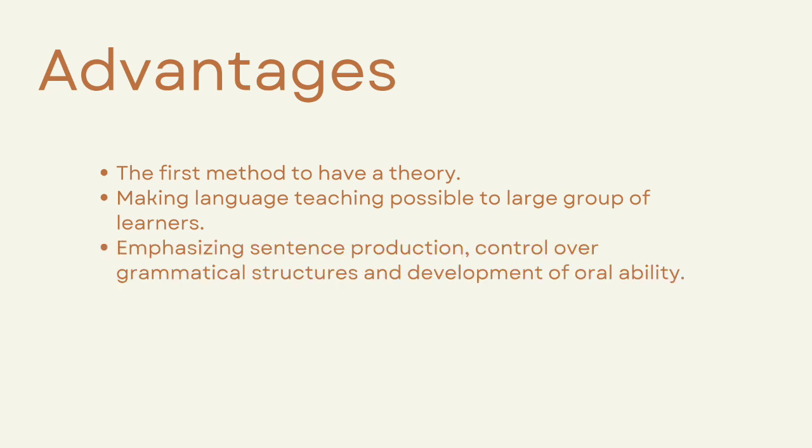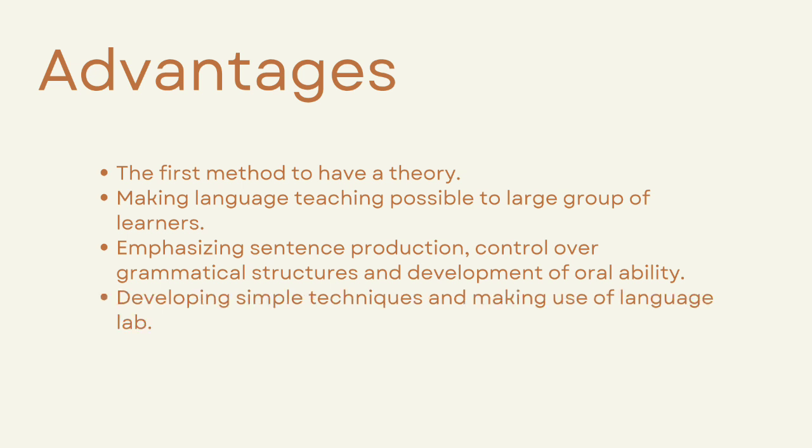Next, emphasizing sentence production, control over grammatical structures, and development of oral ability. ALM directly targets oral fluency. The drills and repetition focus on producing grammatically correct sentences, leading to improved control over sentence structure and pronunciation. This emphasis on oral production was a key departure from previous methods that might prioritize reading and writing.